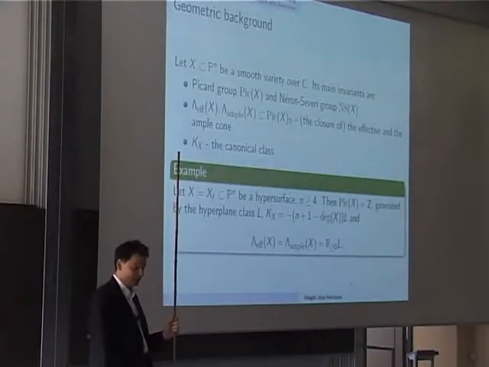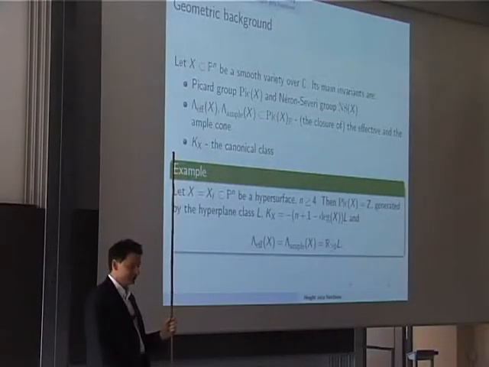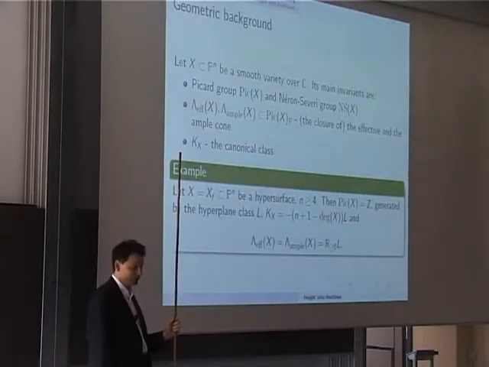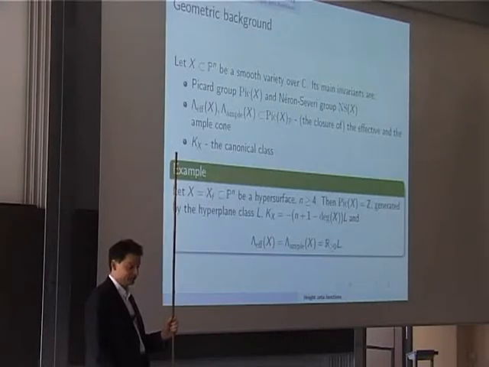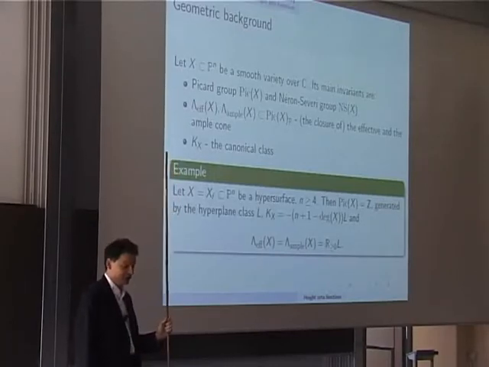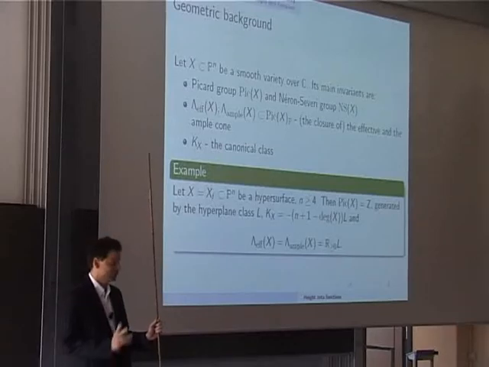Say, over the complex numbers. And the main invariants of interest to us are the Picard group, the Néron-Severi group, and these cones you've heard about yesterday and the day before, the effective cone and the ample cone. I'm talking about the closures of the corresponding cones. These are closed cones.